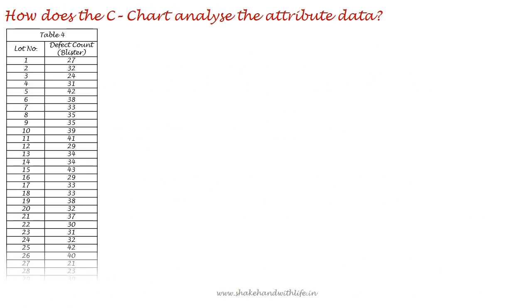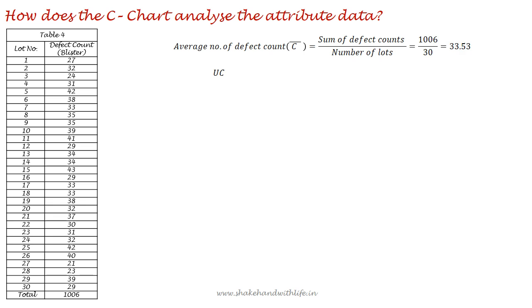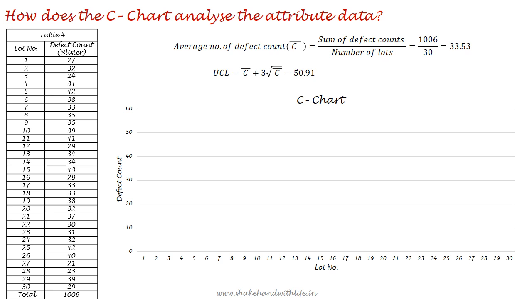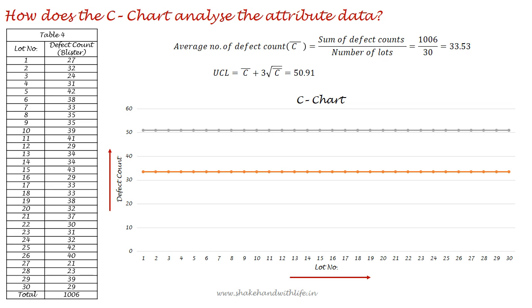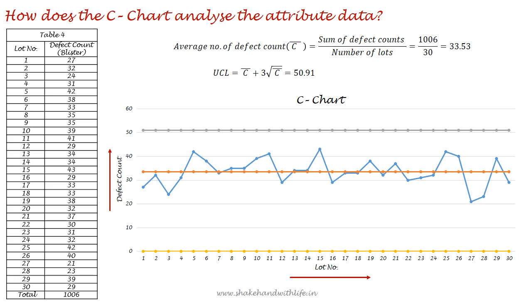How does the C chart analyze the attribute data? Table 4 shows the data collected for 30 samples for the defect count for a defect named blister. Calculate the average defect count and upper control limit. To draw the C chart, take lot number on the x-axis and defect count on the y-axis. Draw straight lines parallel to the x-axis at 33.53, the process average, and 50.91, the upper control limit. Set the lower control limit at 0. Now draw the dot plot for defect count against each lot. The dot plot shows random variation of the defect count within the limit.